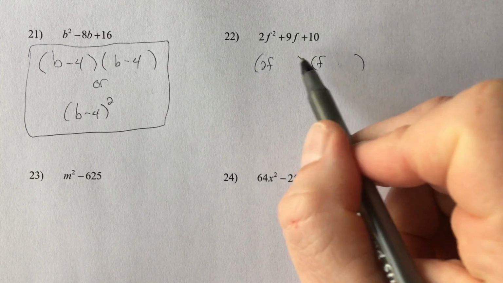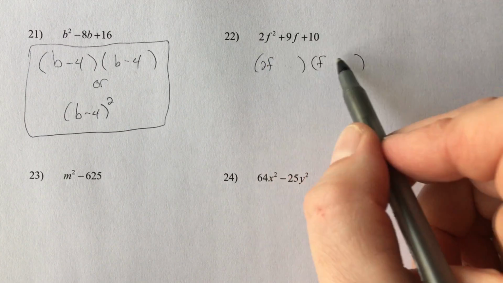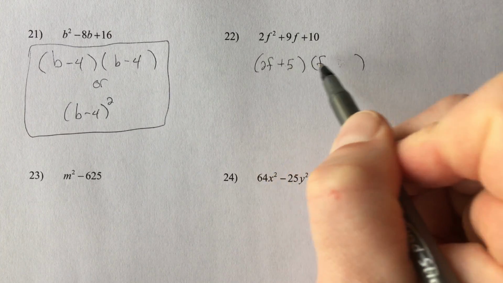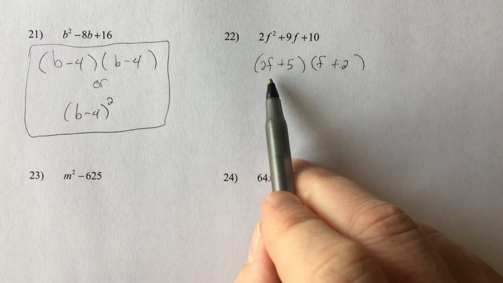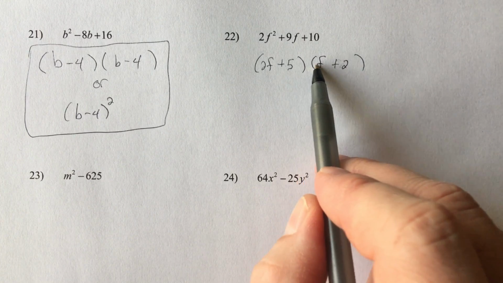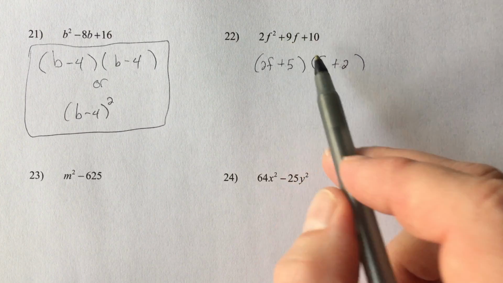If I try the 5 and the 2, if I put the 5 here, on the outside I'd have 5 times 2, that'd be 10. That's too big. So I really want the 5 here and the 2 here. On the outside, 2 times 2 would give me 4. On the inside, that'd give me 5. Together, that would be 9, and that would work for there.